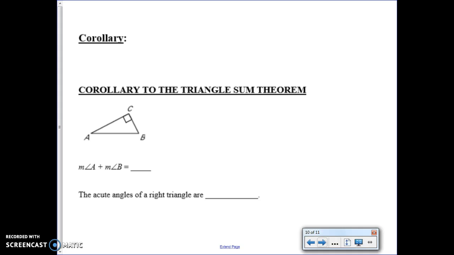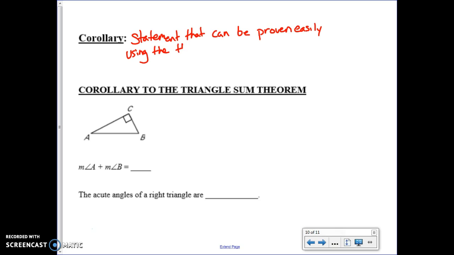Okay, new term here. And I've heard this pronounced several different ways. You can pronounce it corollary or corollary. I tend to go with corollary. It's a statement that can be proven easily using the theorem.